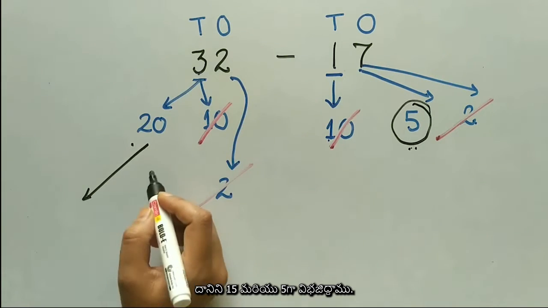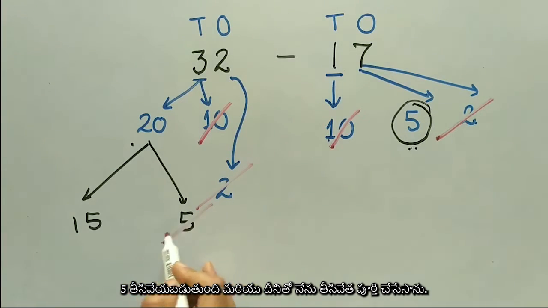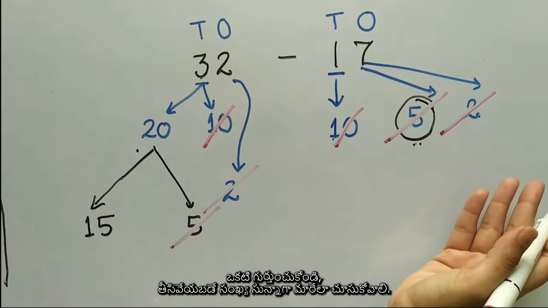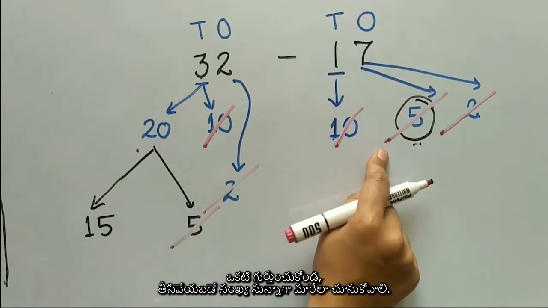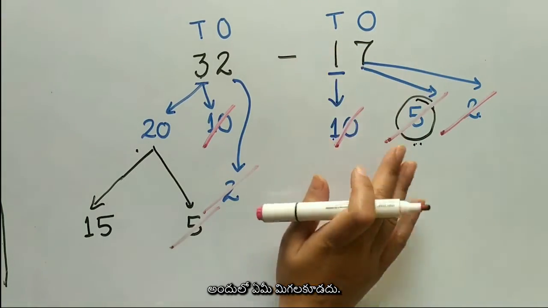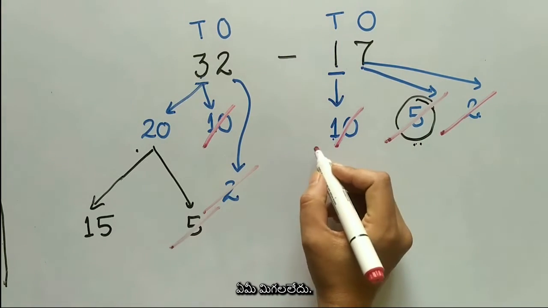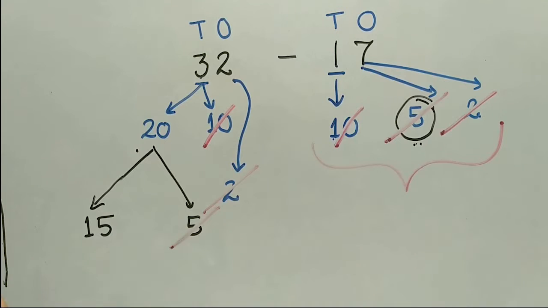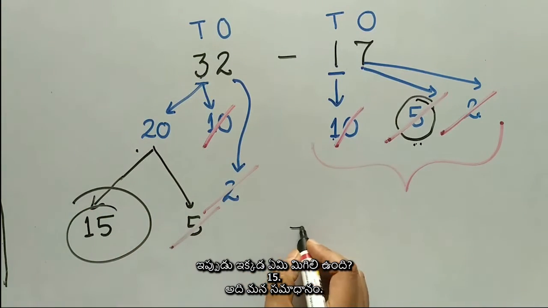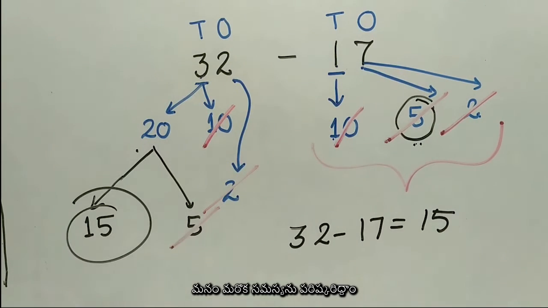Let's break it into 15 and 5. 5 gets subtracted and I am done with subtraction. Remember, we have to make sure that the number which is subtracted, which we call the subtrahend, has to become 0. Nothing should be left in it. For example, here all parts of 17 are subtracted. Nothing is left, so our subtraction is done. Whatever is left from the minuend is our answer. What is left here? 15. That's the answer. Let's solve one more.